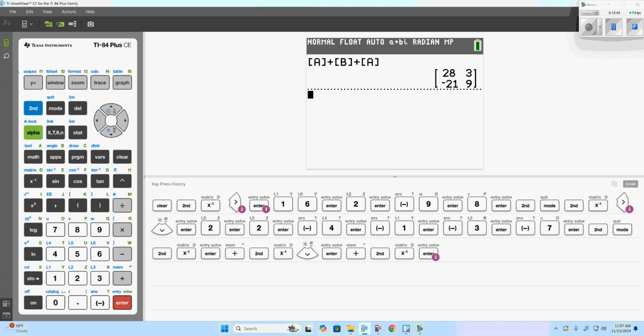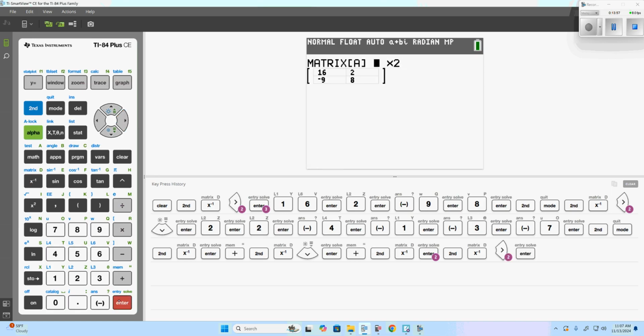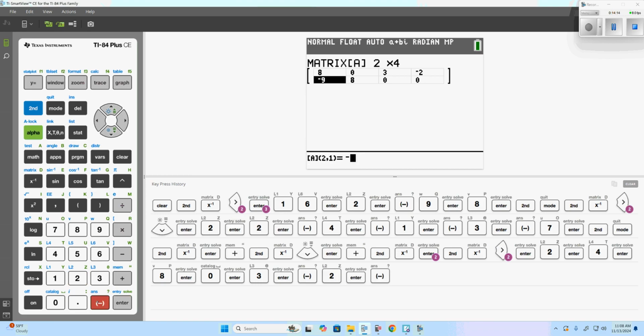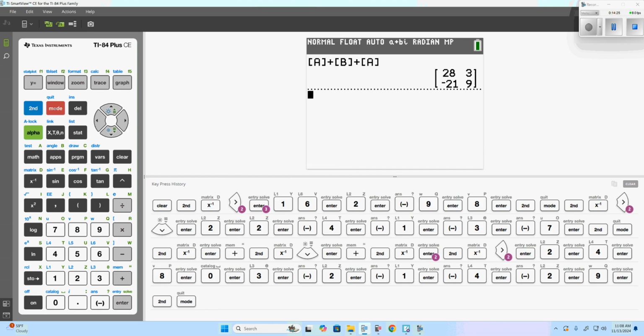Again, we could do this in the graphing calculator, because the first thing we're going to do is second matrix. Second matrix, we got to put it in. Then we're going to go over to edit. Now, since we're only putting one in, we'll just put it in as matrix A. Now, matrix C, the dimensions of this matrix are a 2 by 4. And we have 8, 0, 3, -2, -1, -4, -2, 9. Second, quit once we get it typed in.